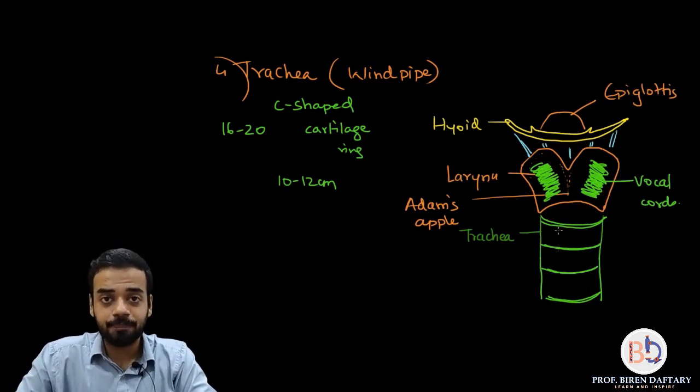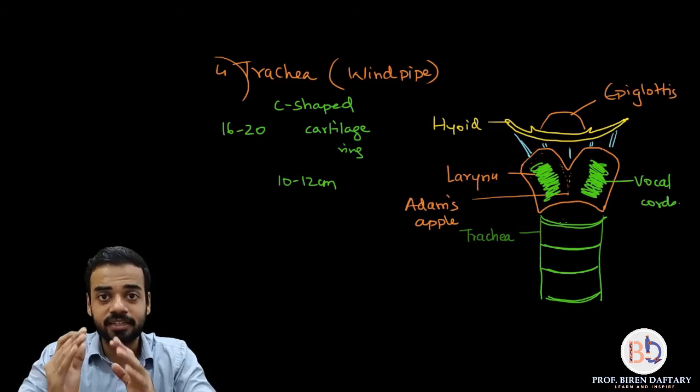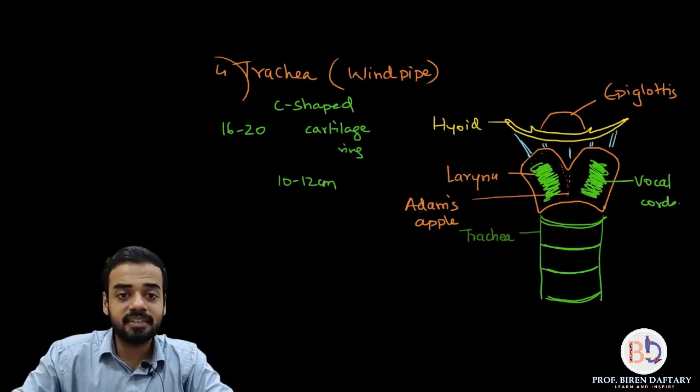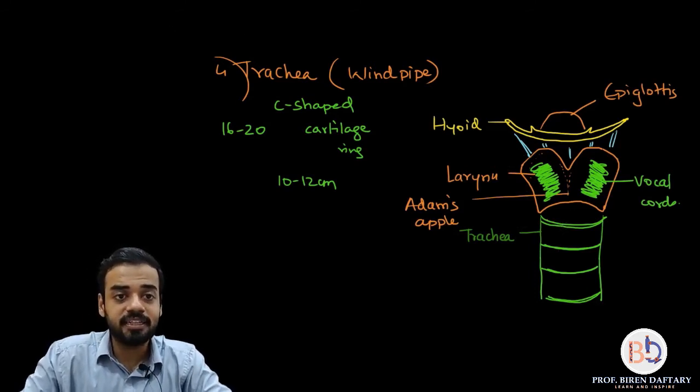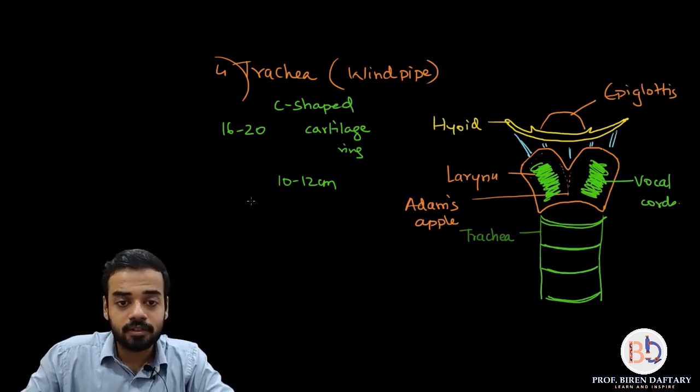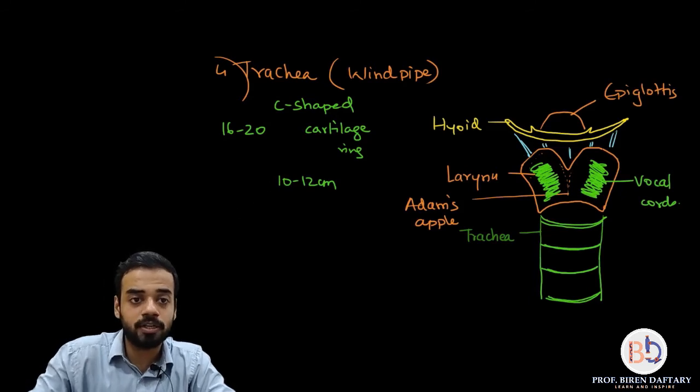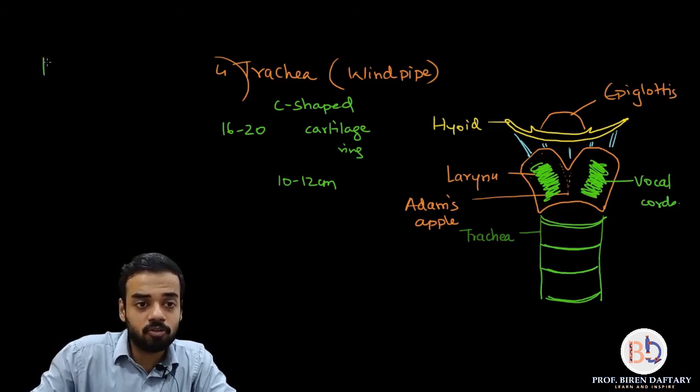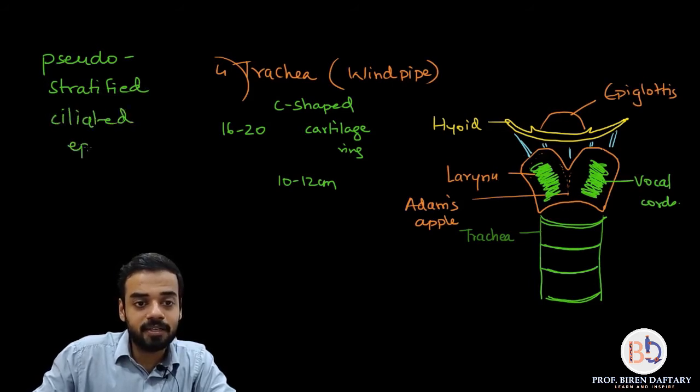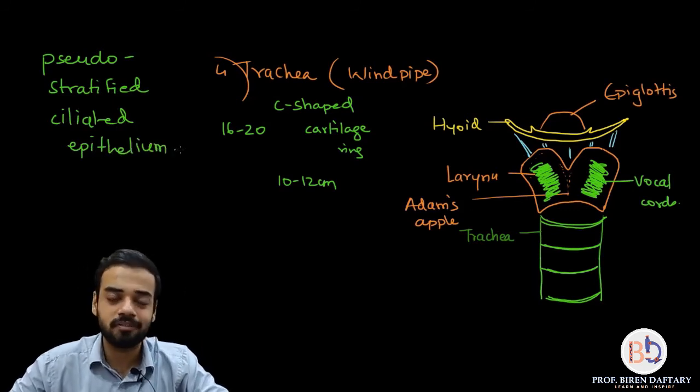Okay, now internally, if you see the inside surface of the trachea, then that inside surface is made up of an epithelium which is called, so very important, so let me write it down over here, pseudostratified ciliated epithelium. Now don't get scared by reading this terminology, it is very easy.